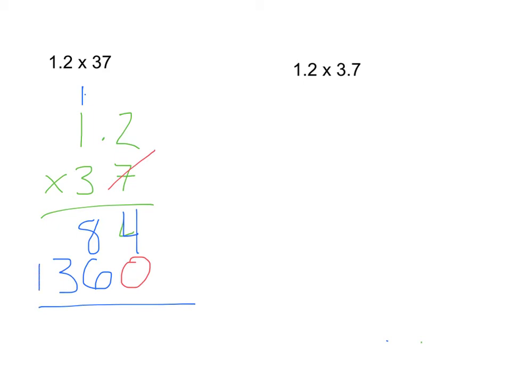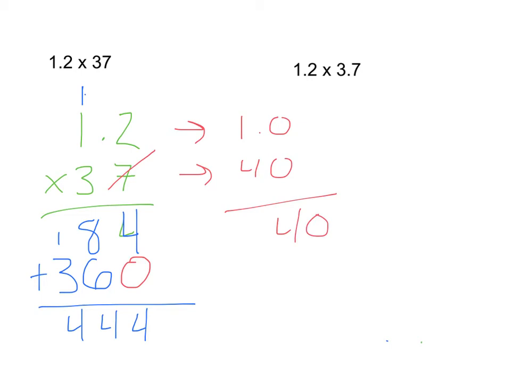And then I'm going to add down. I have 4, 14, carry the 1, and 4. Now I know if I estimated that 1 and 2/10 would round to 1, and 37 could round to 40. And 1 times 40 is 40. So 444 does not make sense as a solution.